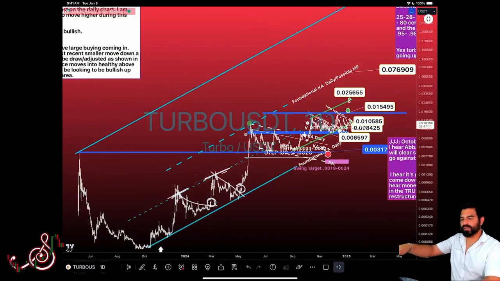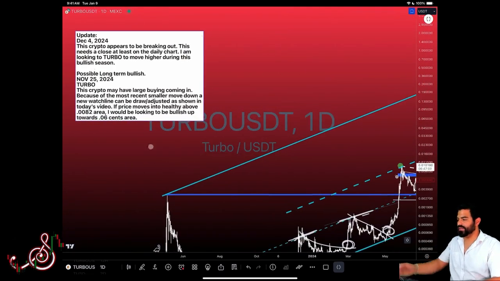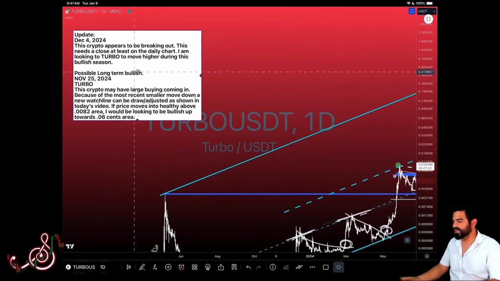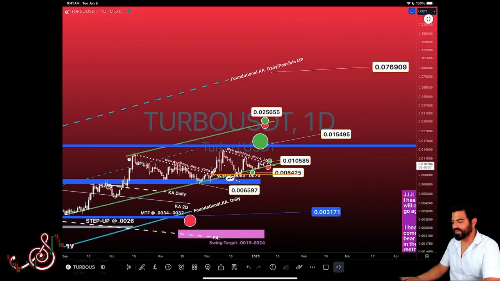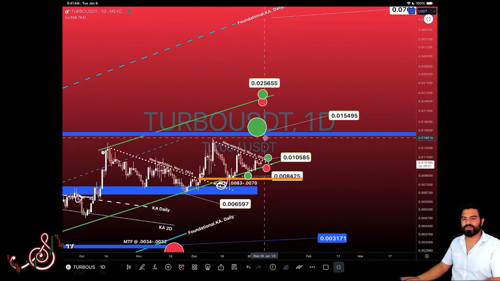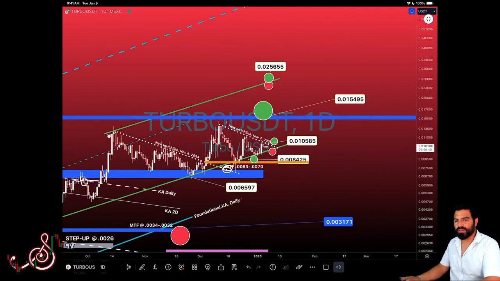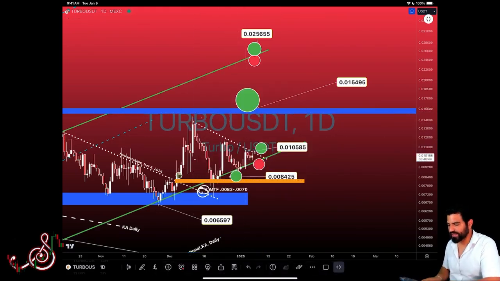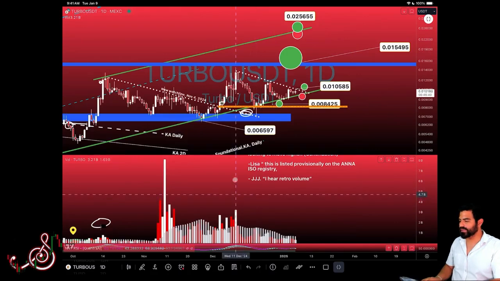Story within story. So my last thoughts, this crypto appears to be breaking out December 4th. I'm looking at Turbo to move higher during this bullish season. Okay, we broke about up there and sitting on a support. So we need another breakout. This shouldn't say November. I'll just leave it blank from today. All right. Strong indications that there's still a lot of volume indicate that we're still going to be challenging higher.